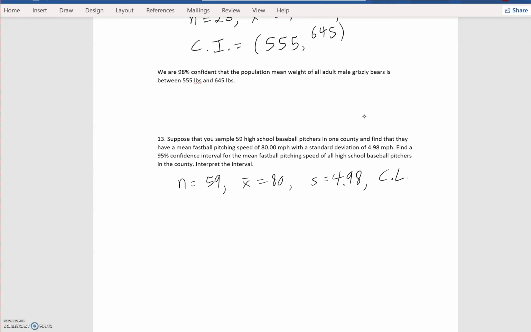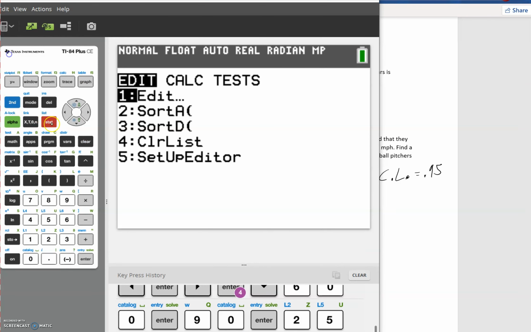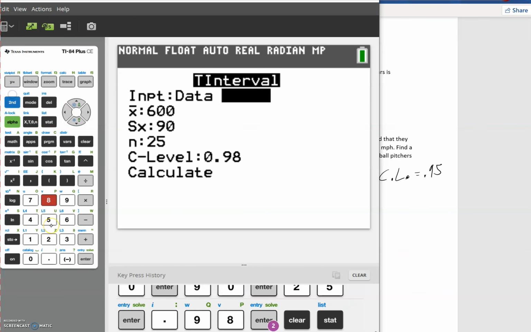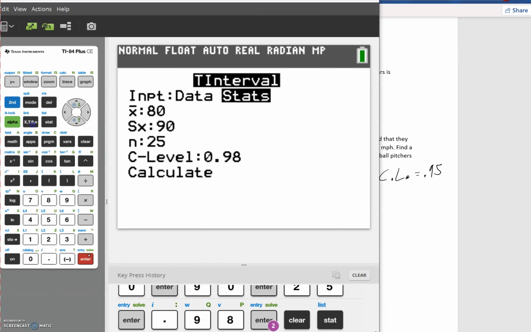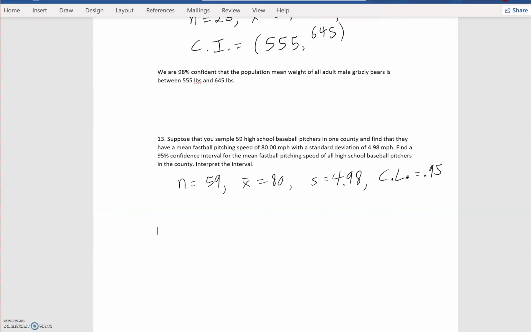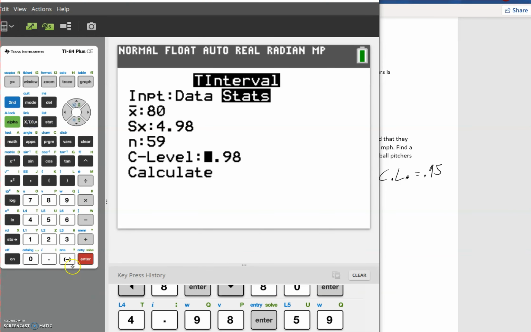Find a 95% confidence interval for the mean fastball pitching speed of all high school baseball pitchers in the county, and also interpret the interval. So we're going to go to Stat, go to Tests, scroll on down to t-interval. We were given the summary statistics for this problem. Let's enter in the givens. The sample mean was 80. The sample standard deviation was 4.98. The sample size was 59. The confidence level was 95%, so 0.95.